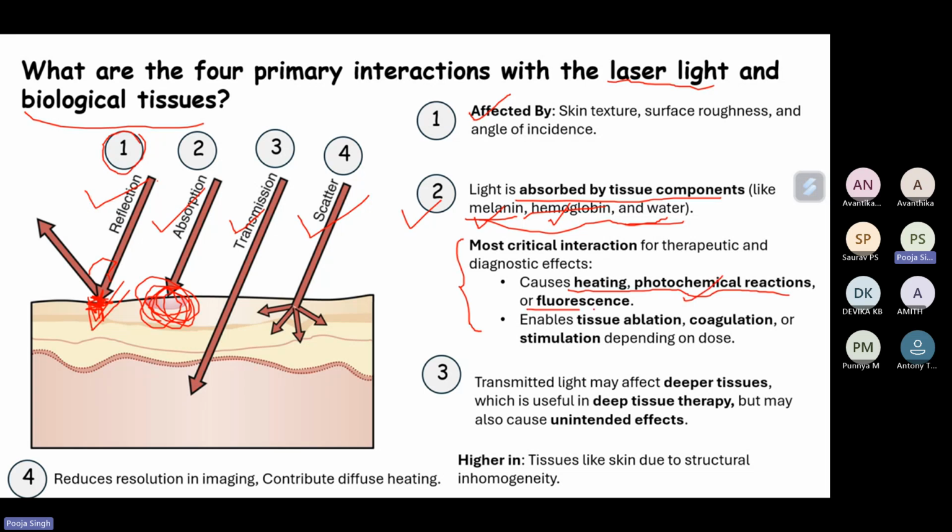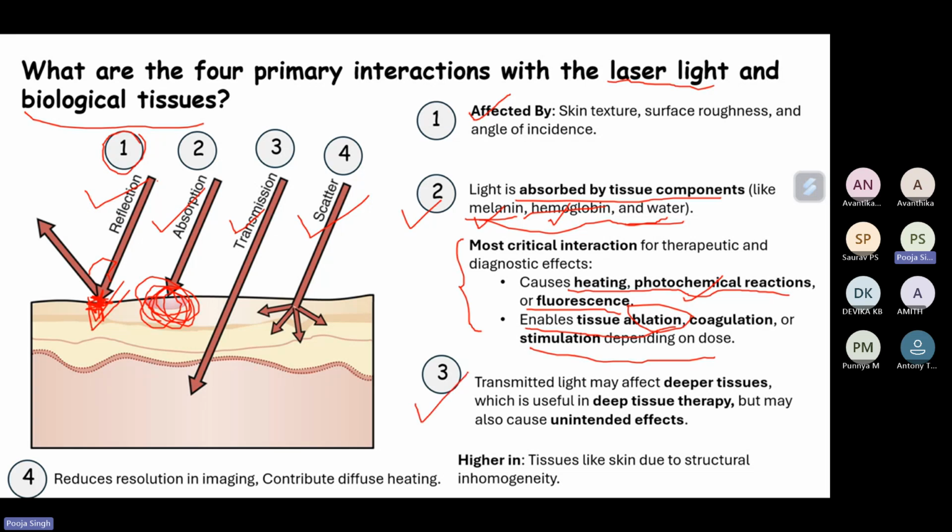Also fluorescence. It can also enable tissue ablation, coagulation, and stimulation. This we will study in the next slide. So what is basically ablation, coagulation? That we will study in the next slide. So this kind of absorption is important. Proper laser-tissue interaction starts from the absorption process.